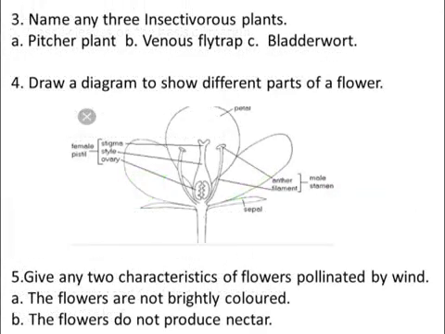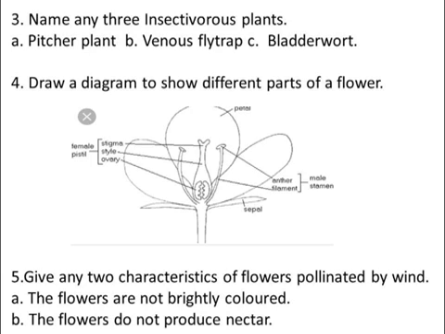Number 3, name any 3 insectivorous plants. The answer is pitcher plant, Venus flytrap and bladderwort. Number 4, draw a diagram to show different parts of a flower. You can draw this diagram or you can draw the diagram from your book. Number 5, give any 2 characteristics of flowers pollinated by wind. Those flowers which are pollinated by wind are not brightly colored. And number B, they do not produce nectar.